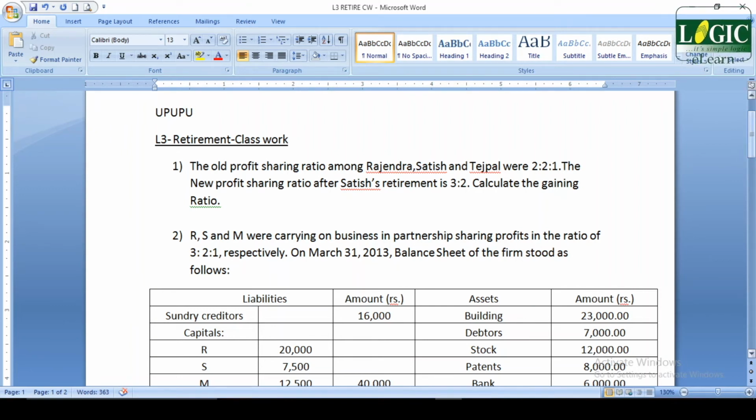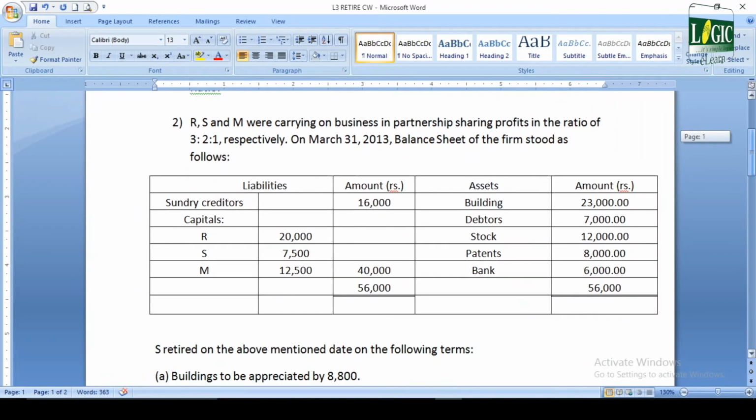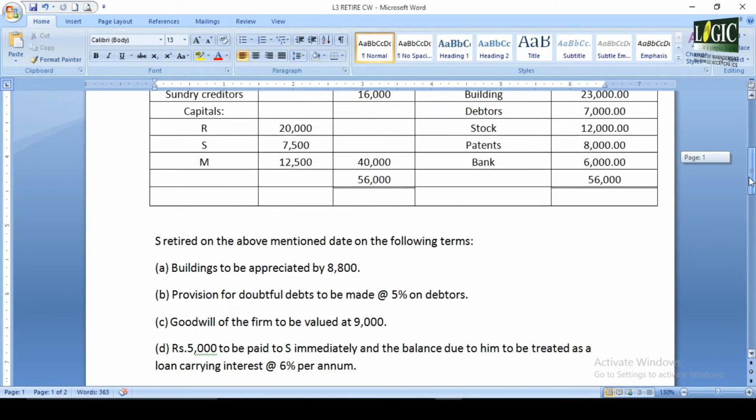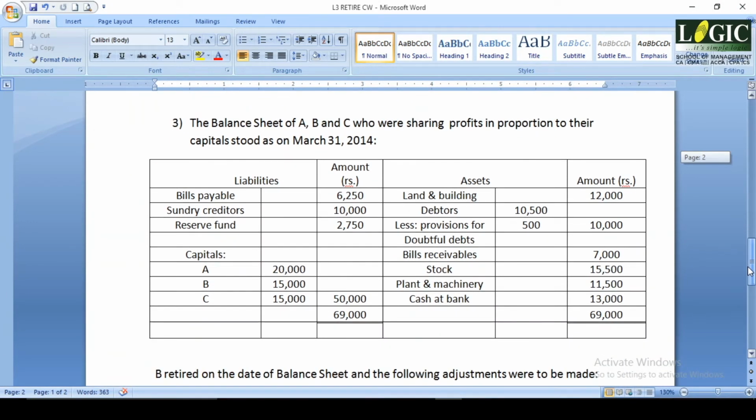Okay, so students, so far we saw how to calculate gaining ratio, how to do simple problems without capital adjustments in the case of retirement of a partner. And finally we will have to see if a full problem is given in the event of retirement wherein capital adjustment is also asked from you. That also you should know. So I have selected another problem regarding capital adjustment. Now the story is like this.